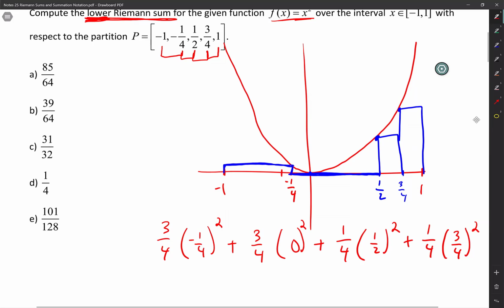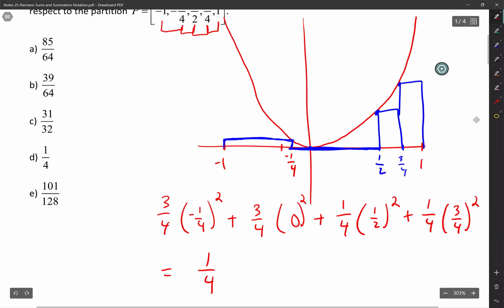All right, I'm just taking my calculator, guys. You guys verify with me. 3/4 times -1/4 squared plus 0 plus 1/4 times 1/2 squared plus 1/4 times 3/4 squared. If I did everything correct, all of this adds up to 1/4. Now, I make mistakes all the time, so let me know if you got something else besides 1/4, but that's what I got.